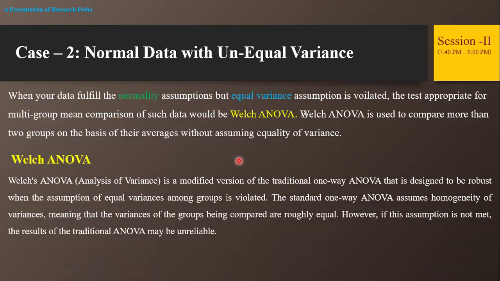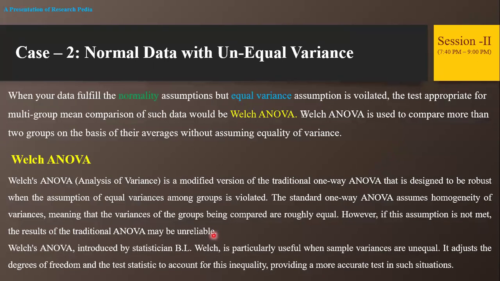Welch ANOVA, or analysis of variance, is a modified version of the traditional one-way ANOVA that is designed to be robust when the assumption of equal variances among groups is violated. The standard one-way ANOVA assumes homogeneity of variances, meaning that the variances of the groups being compared are roughly equal. However, if this assumption is not met, the result of the traditional ANOVA may be unreliable.